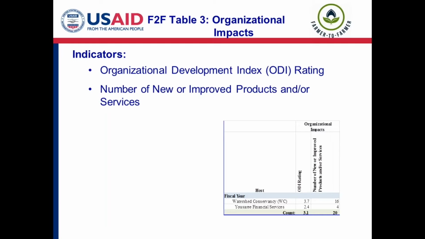What we're expecting is that at the midterm, a lot of organizations are going to have a decreased ODI score from their baseline, because the theory is that as you start working with volunteers and with our field staff, organizations are likely to identify more issues with their organization than they necessarily thought there were to begin with.